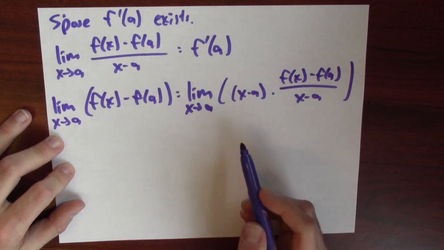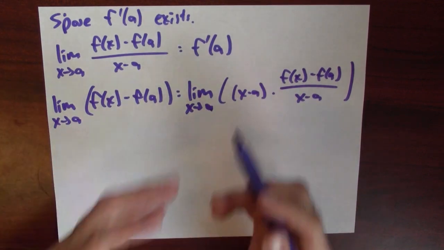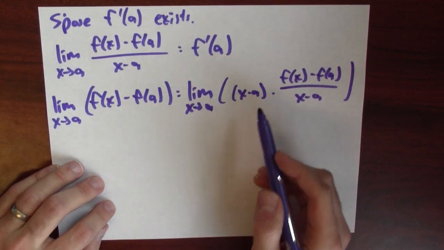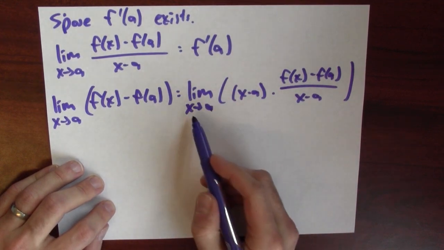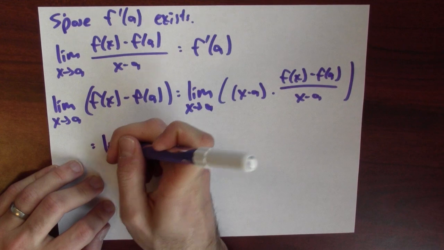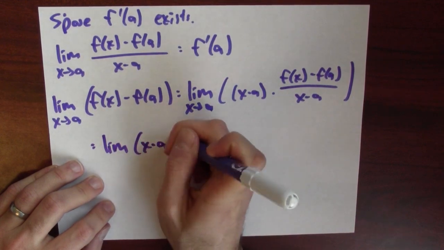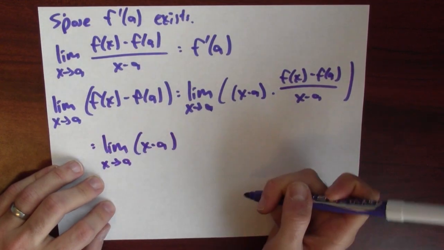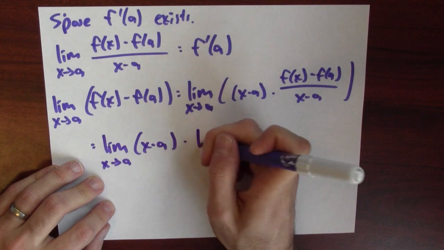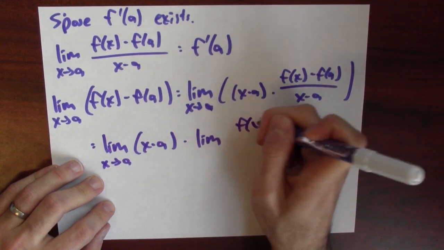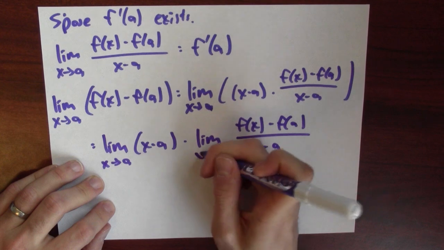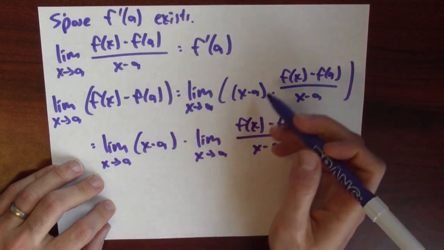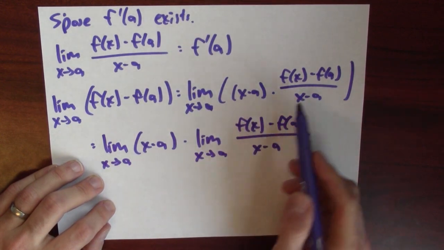Now, why does that help? Well, this is a limit of a product. So by one of the limit laws, the limit of a product is the product of the limits as long as the limits exist. And in this case, they do. So the limit of this product is the product of the limits. It's the limit of x minus a as x approaches a times the limit of f of x minus f of a over x minus a. I'm only allowed to use this limit law because I know both of these limits exist.